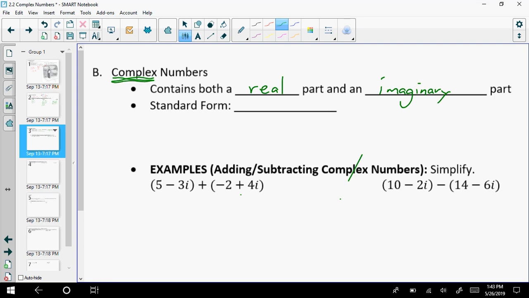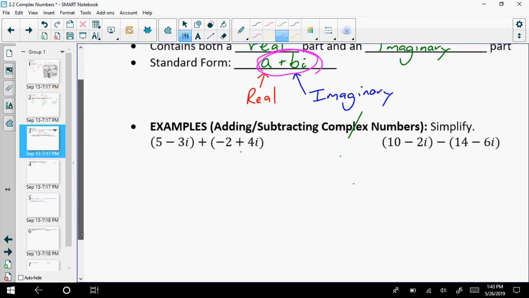When you see them written, they're often written in standard form, which looks like this: a plus bi, where a represents the real portion, and the letter with the i represents the imaginary portion. Together, this entire value is a complex number. It has both a real and an imaginary part to it.